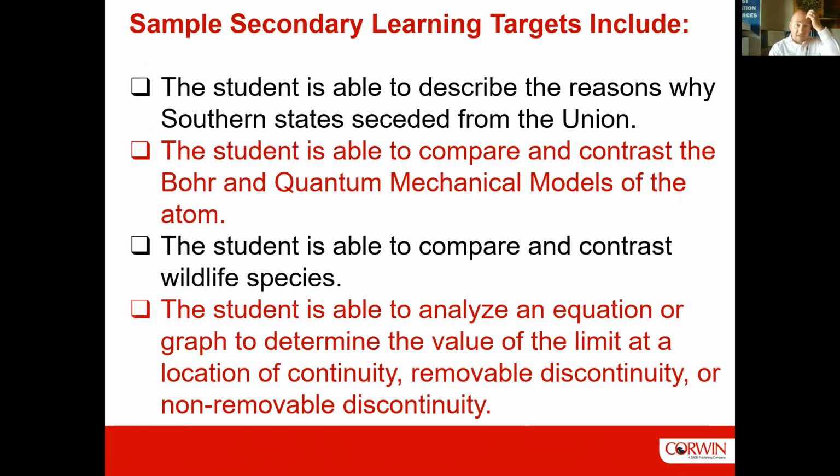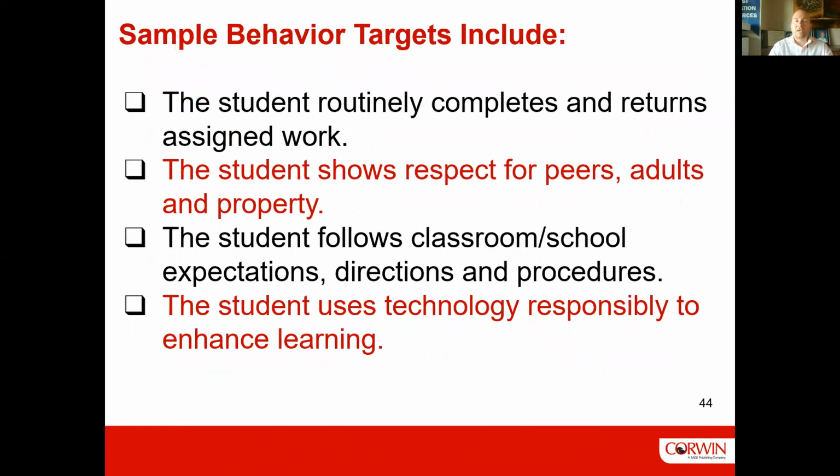Some sample secondary learning targets: students able to compare and contrast the Bohr and quantum mechanical models of the atom, or compare and contrast wildlife species. And let's not forget behavioral targets, because this system isn't just about the academic side. This is about the whole child. This is about the behavior as well. So, a student routinely completes and returns assigned work, shows respect for peers, adults, property, etc. Again, these are samples, and I want to show you how we took that and organized it.